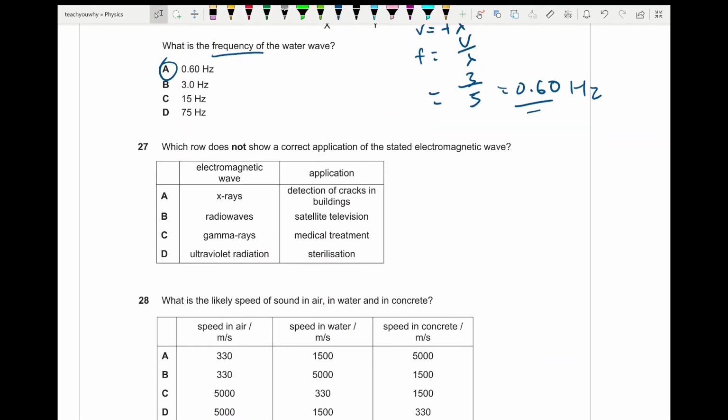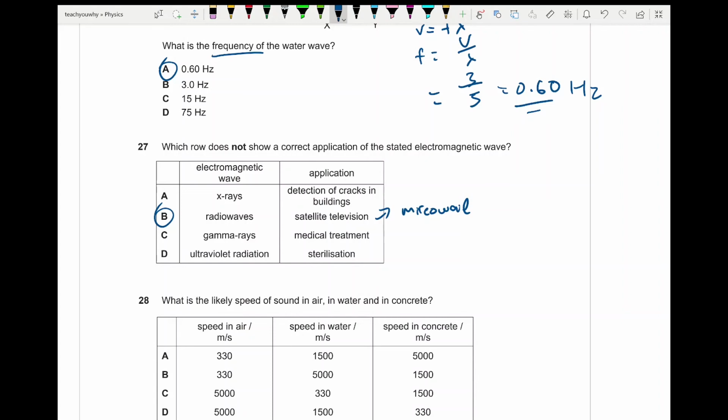Which row does not show a correct application of the stated electromagnetic wave? Let's see. X-ray detecting cracks in buildings. Possible, we can use X-ray. Radio wave satellite TV. No, satellite TV uses microwave. So it's B. B is wrong. Gamma rays for medical treatment. Yes, you use gamma rays for radiotherapy for cancer patients. D, ultraviolet radiation for sterilization. Yeah. So B. Satellite TV, I repeat, is microwave.